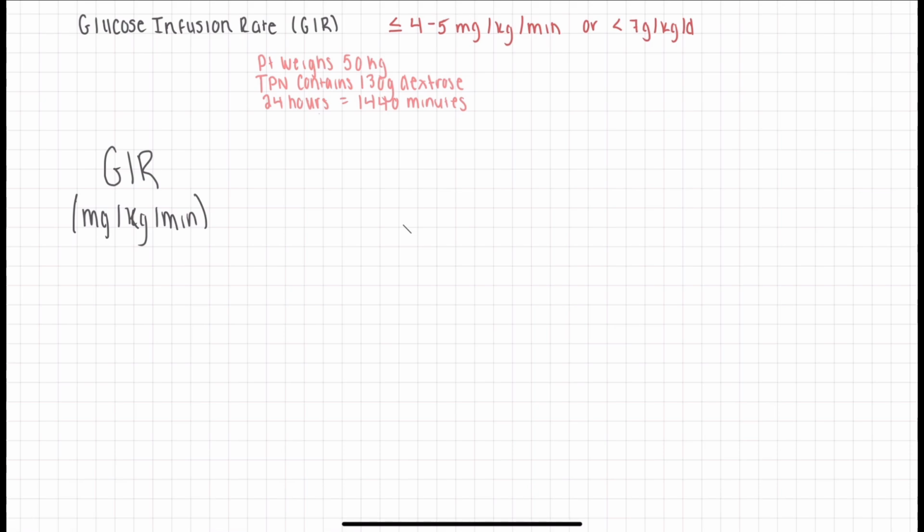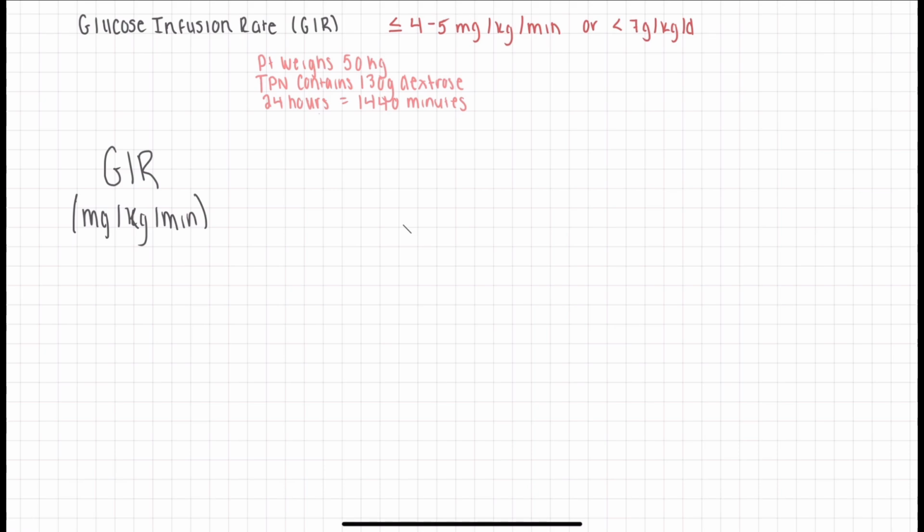So all you have to do is know how much your patient weighs, how much dextrose is in your TPN solution, and then how many minutes are in a day. So in this case, our patient weighs 50 kilograms. We know from our TPN calculations that our TPN contains 130 grams of dextrose. And if you don't know how to do this, you just multiply how much TPN solution you're giving the patient by the percentage of dextrose in the bag, and that should give you your dextrose in grams. And then we just know that 24 hours is equal to 1,440 minutes.